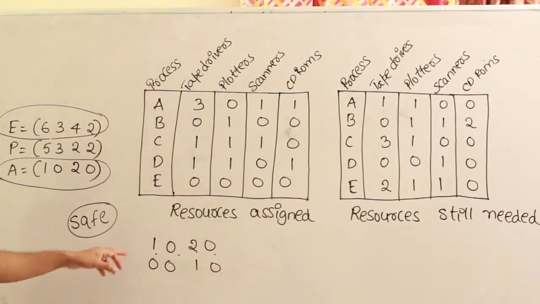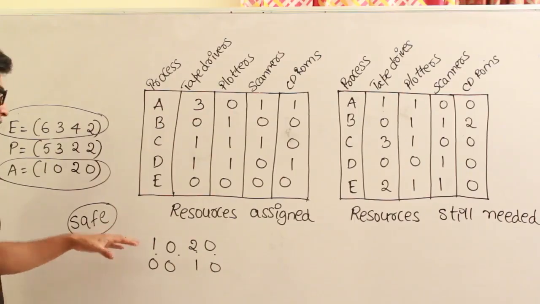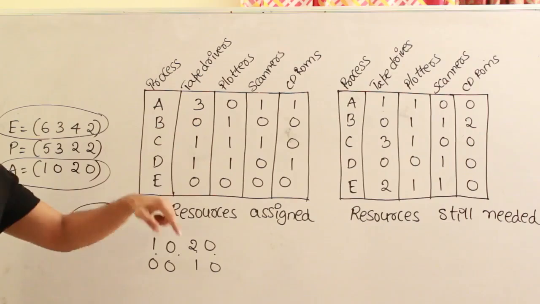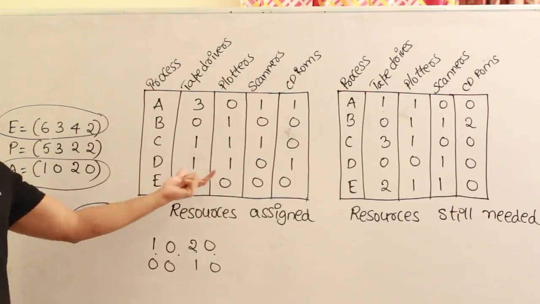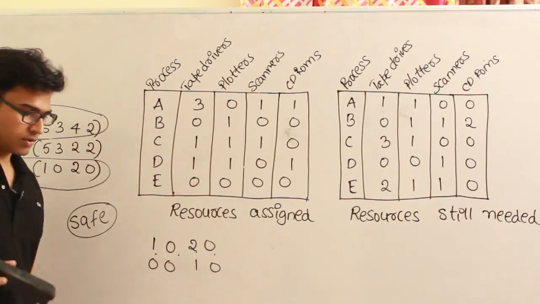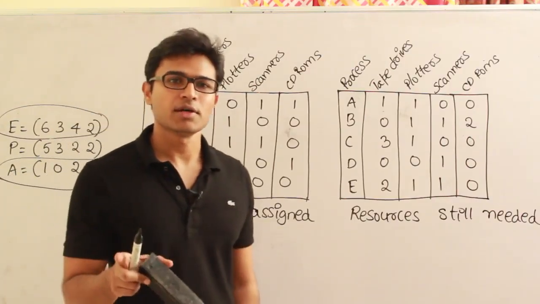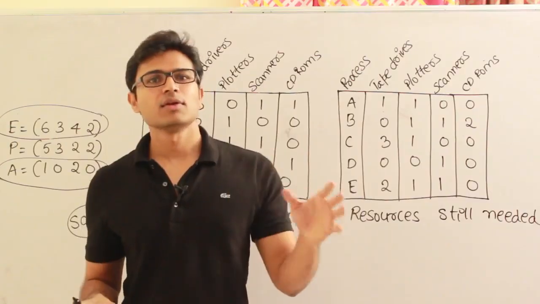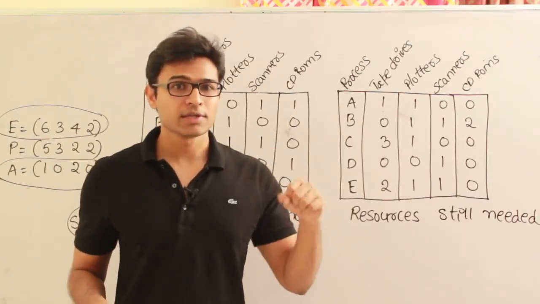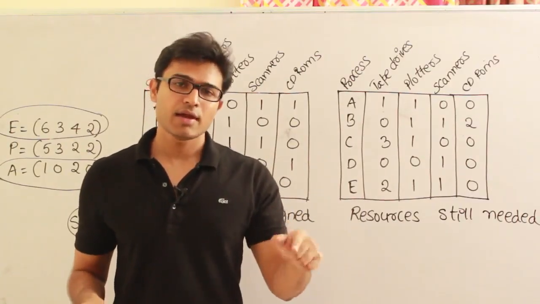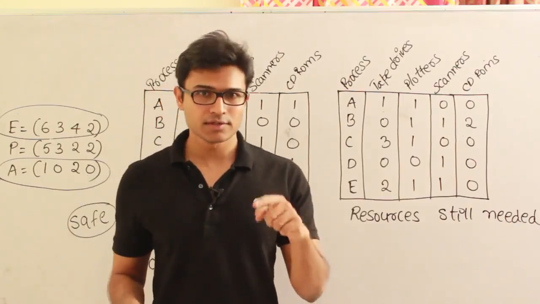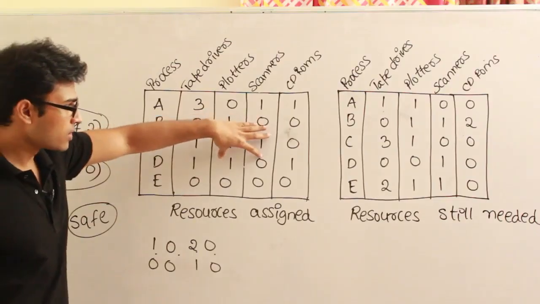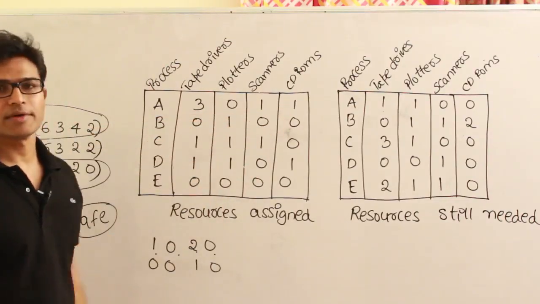So D is asking for only one scanner, and I have two scanners, and if I allocate whatever D is asking, then it will run to completion and it will release whatever is already present with D. Okay, one more thing: whenever you satisfy the need of a process, it will take all the resources that you are giving it, and then it will run to completion and it will release everything that you have given and it was holding, which means earlier it was holding some resources, right? What are the resources it was holding? 1001. So it is going to release this as well as what you have assigned.